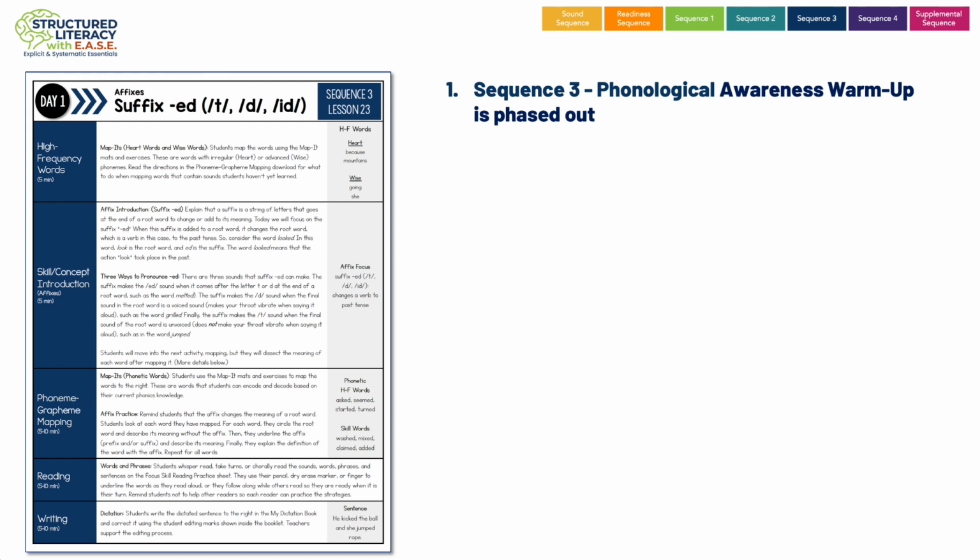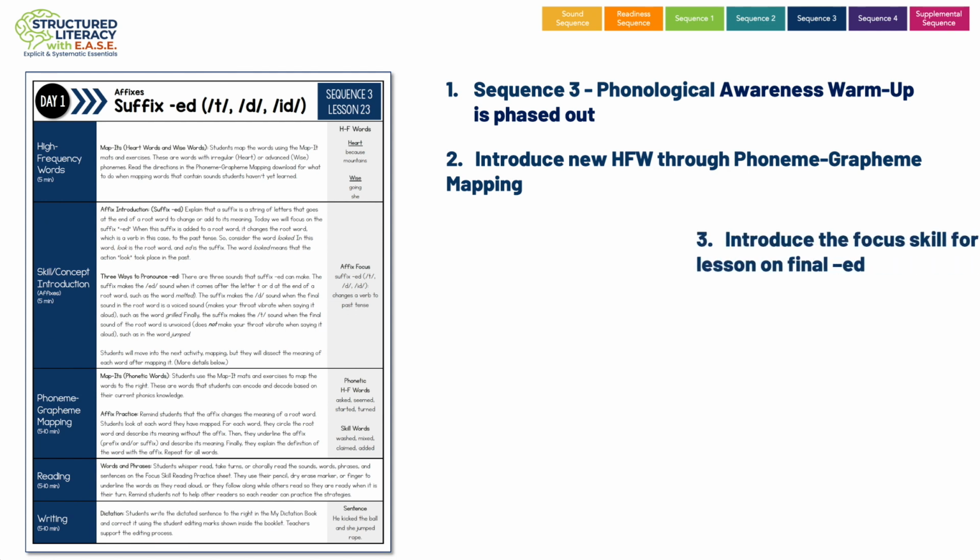So we begin our day 1 lesson, sequence 3, lesson 23, focusing on introducing new high-frequency words through phoneme grapheme mapping. That's always how we begin our lessons. We start with introducing new high-frequency words because at the end of our program, we will have introduced 358 high-frequency words throughout the whole program.